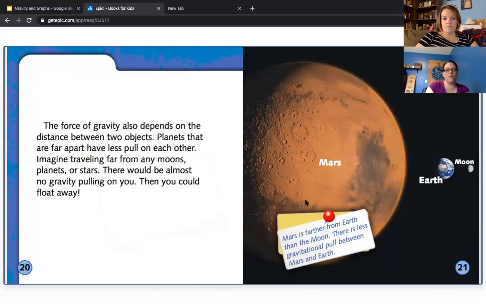The force of gravity also depends on the distance between two objects. Planets that are far apart have less pull on each other. Imagine traveling far from any moons, planets, or stars. There would be almost no gravity pulling on you. Then you could float away.